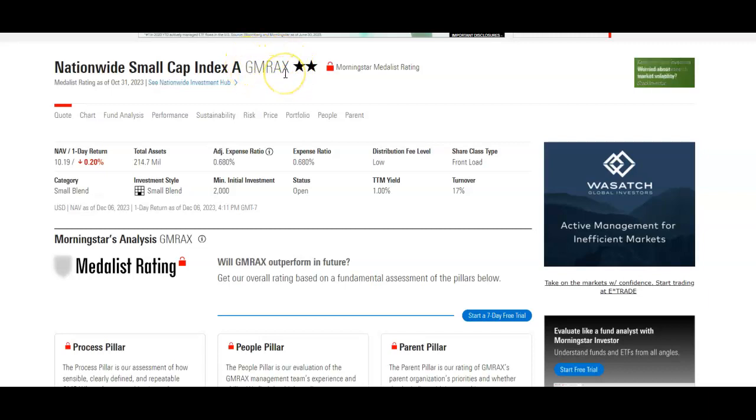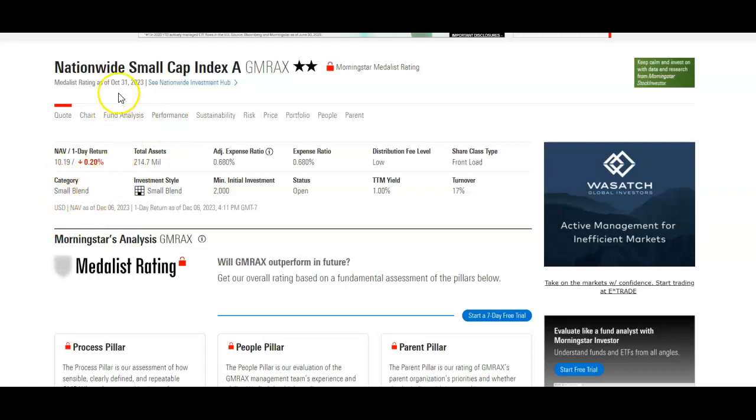All mutual funds are going to have an X at the end. Those A's are like, there are a couple different letters that you might see there that are indicative of different kinds of funds. So just looking at this here, it has some information here.